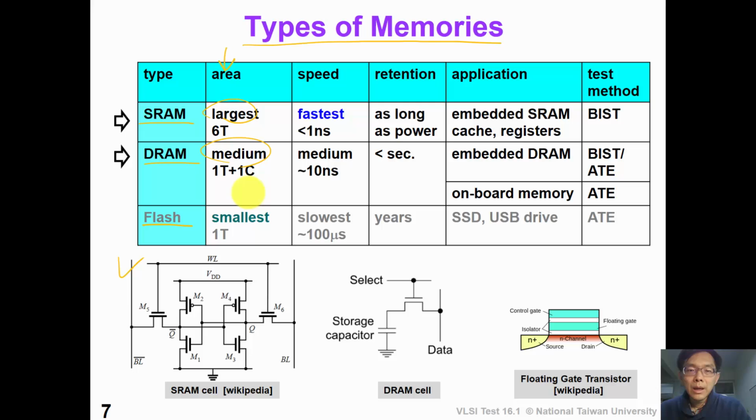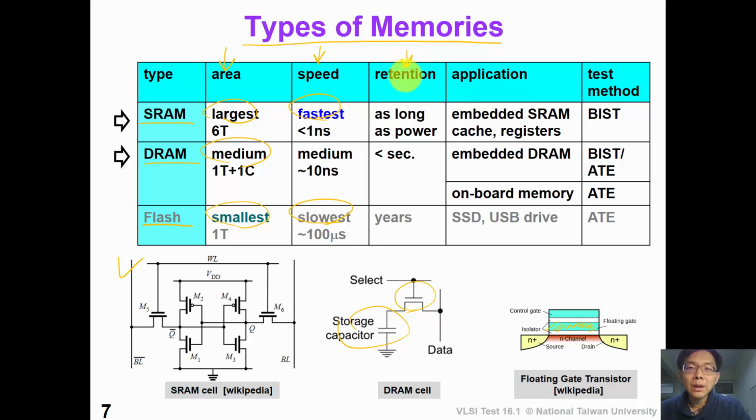A DRAM cell has a transistor and a storage capacitor to store the charge. And the flash memory is the smallest one, since we only have 1 floating gate transistor, and the data is stored in the floating gate. In terms of speed, SRAM is the fastest. The access time can be less than a nanosecond, and the flash memory is the slowest.